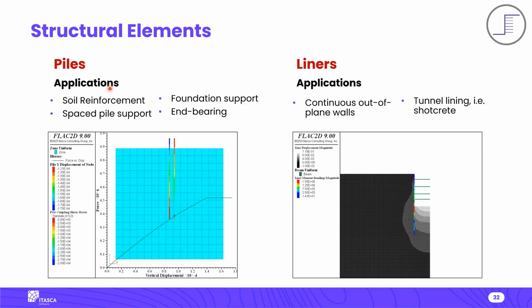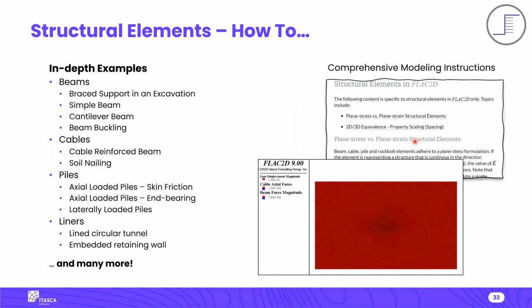Liners are formulated to be continuous out of plane, much like a continuous wall. They're often used for tunnel lining, such as shotcrete, and for walls, such as in this example below, where we're seeing the vertical liner wall and the moments acting upon the wall itself. Lastly, for structural elements, like with dynamics, we have a very in-depth number of examples, and there are certainly many more examples for how to link these structural elements to your FLAC2D grid, which is typically the case. You want to see how these support members are behaving in your model.